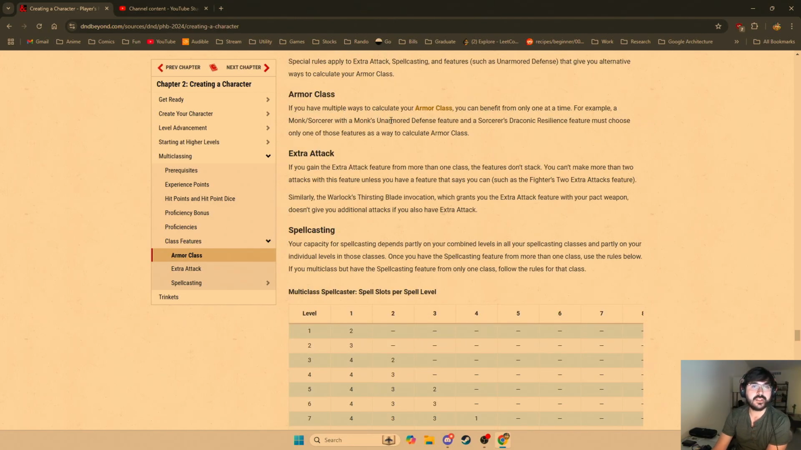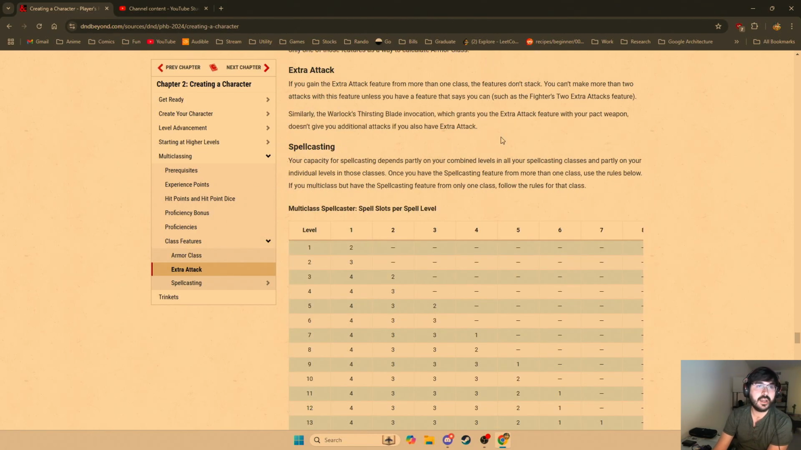So armor class works exactly the way it did when we read it last time. Unarmored Defense or Draconic Resilience might change how exactly that's calculated, but again, those depend on your class. Extra attacks: Fighters can attack twice very early on. Barbarians also get it. Paladins get it. A lot of the martial classes get multiple attacks. It just depends on what exactly your subclass is.